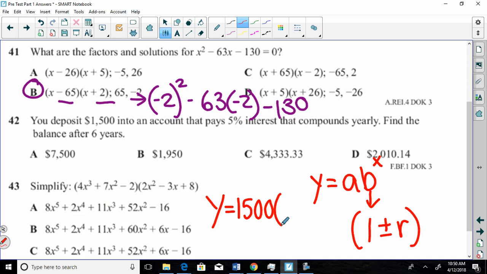The bank's paying me, so it's 1 plus, and what's 5% as a decimal? 0.05. Make sure you move it over twice. And then they're at 6 years, so you put 6 as your exponent. You're just plugging that right in. You'll never have to do that by hand. You would plug that right into your calculator, and what answer do you end up getting?